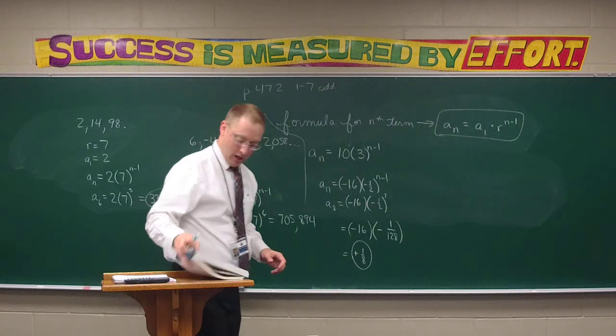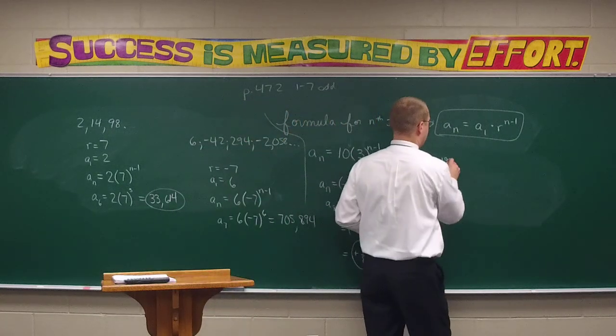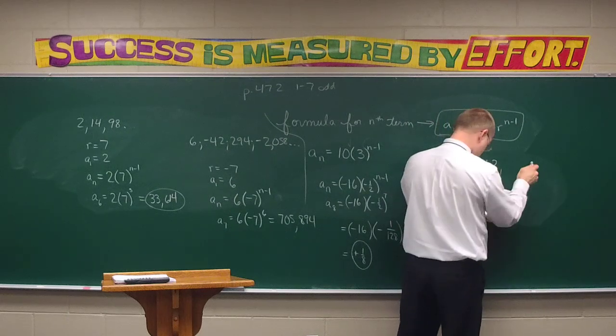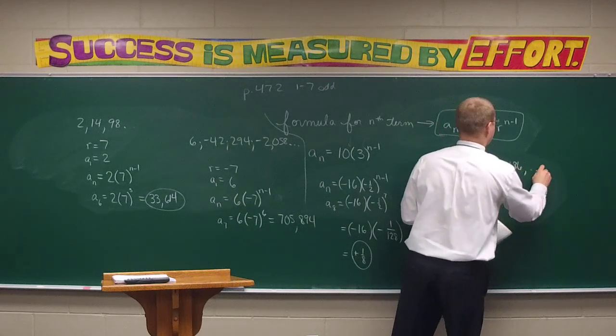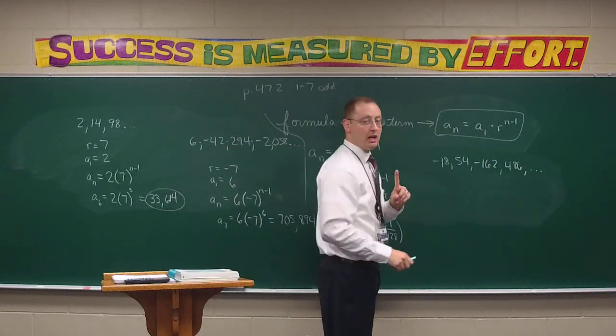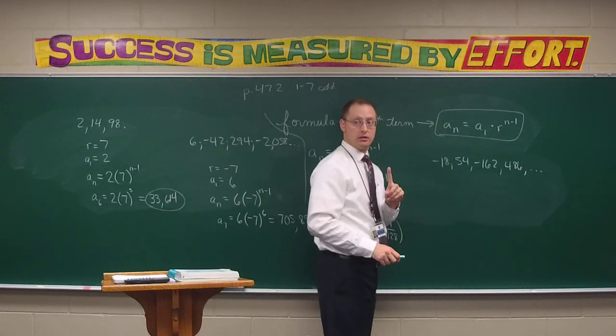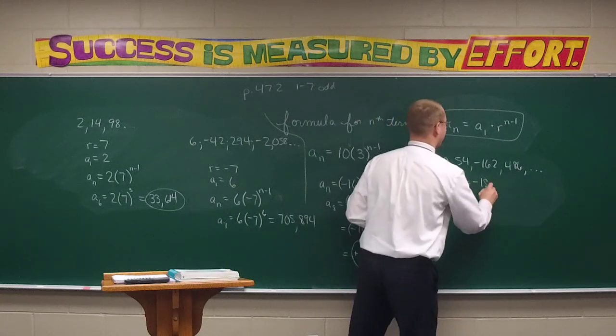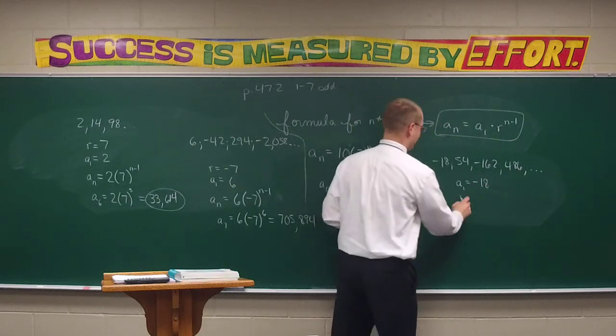Number 13, they give us the sequence -18, 54, -162, 486. Okay, when we go to set this up, the first thing I need to know, class, is what is the... Well, first term, of course, is -18. And what is the common ratio?